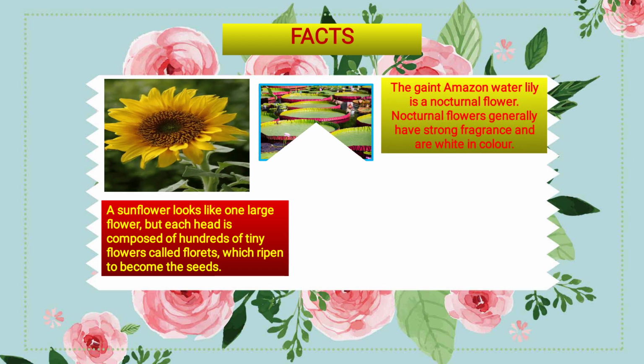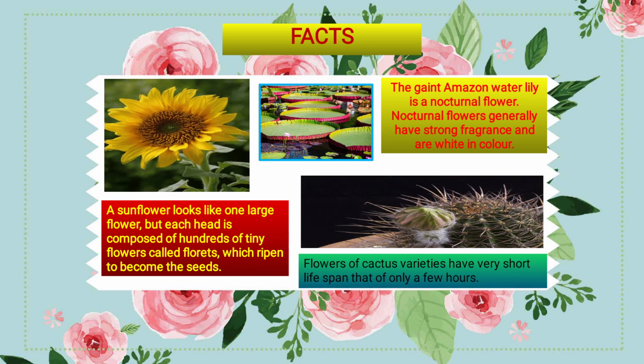Giant Amazon water lily is a nocturnal flower, means they bloom at night. Nocturnal flowers generally have strong fragrance and are white in color. You see, so big giant lily flower is there, okay. Flowers of cactus varieties have a very short lifespan, only a few hours, means the flower will survive only for a few hours. See, the cactus flower is blooming. After a few hours, the flower will die.